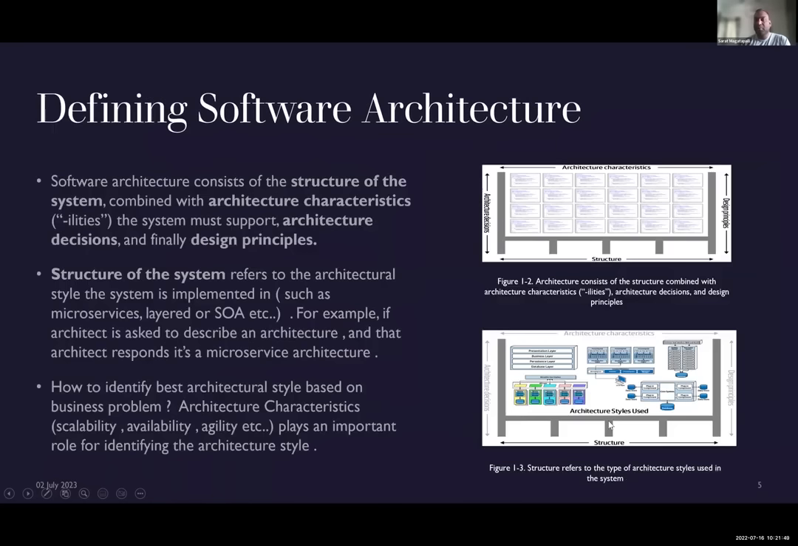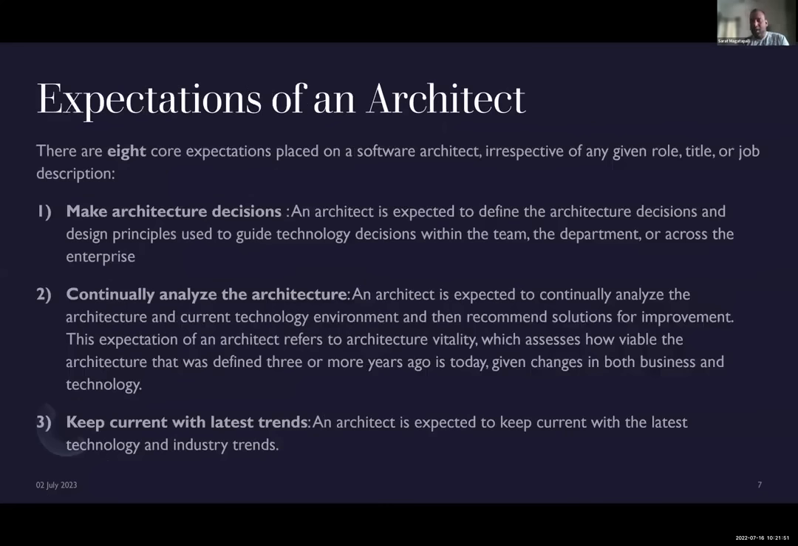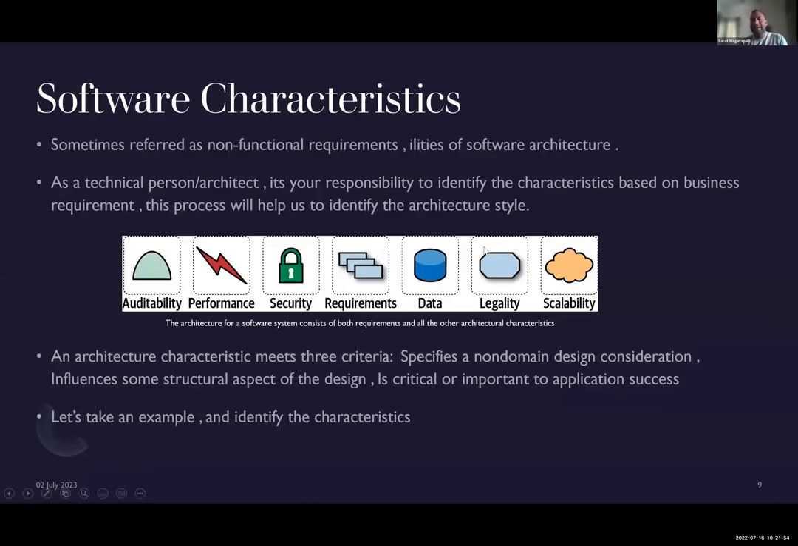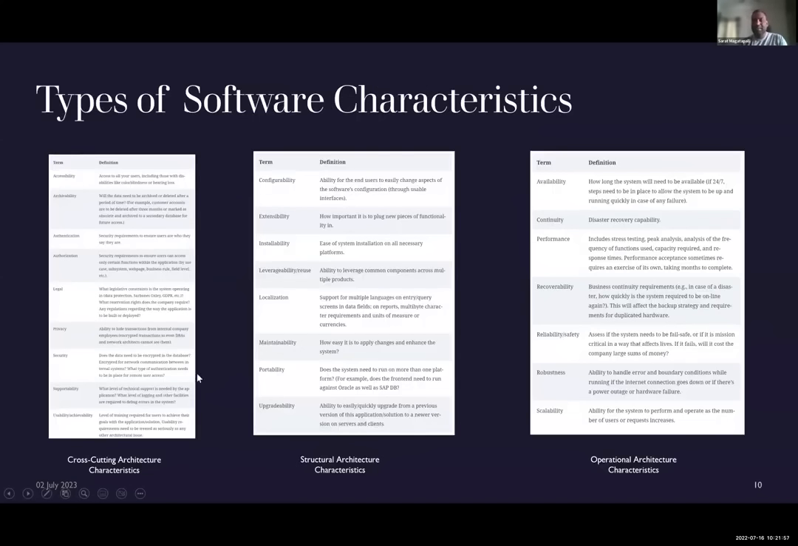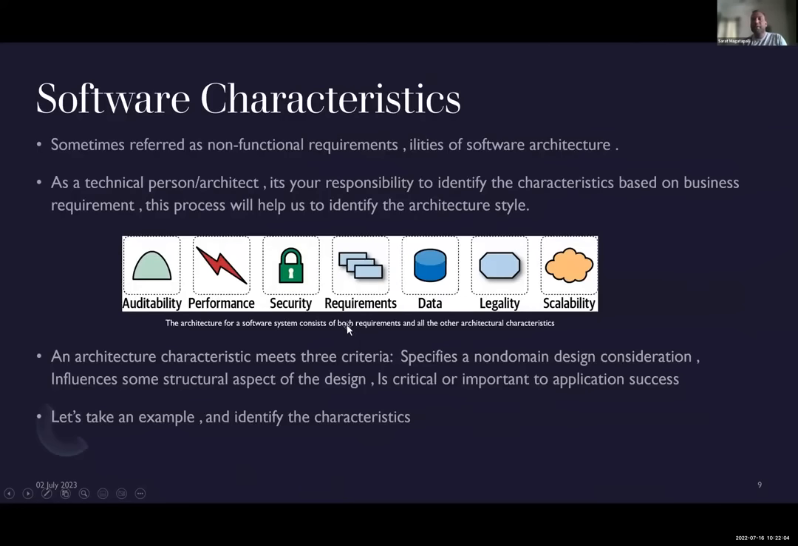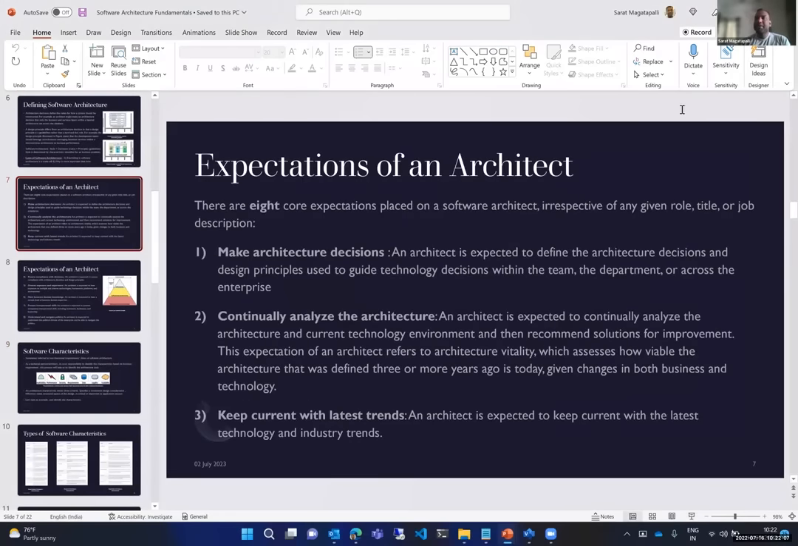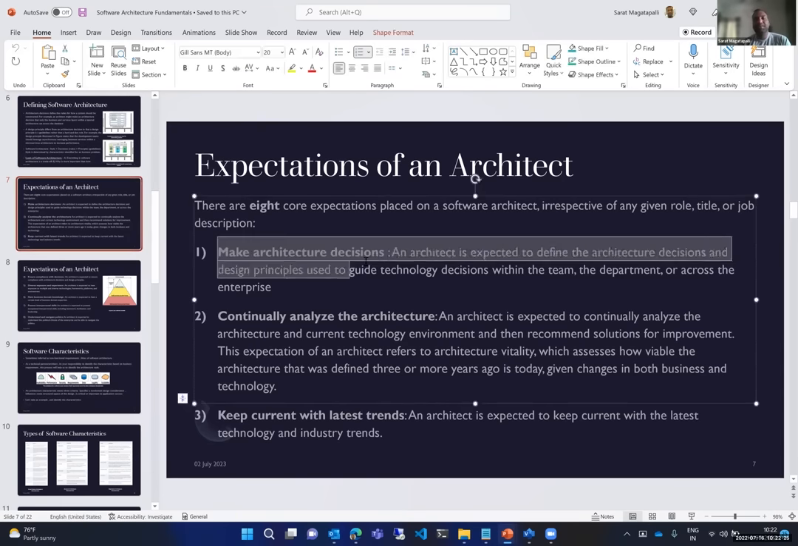So this is what we have talked about. So the architecture, right? And also what the software characteristics are, right? Like the various characteristics which we talked about, accessibility, availability, archivability, and all those things, those are mentioned over here. Okay, right. So what are the expectations of an architect, right? This has also been discussed in my previous session. What your organization, what your management, what your team is expecting from a system designer or from an architect, right? We basically have core 8 expectations. One is make architectural decisions.